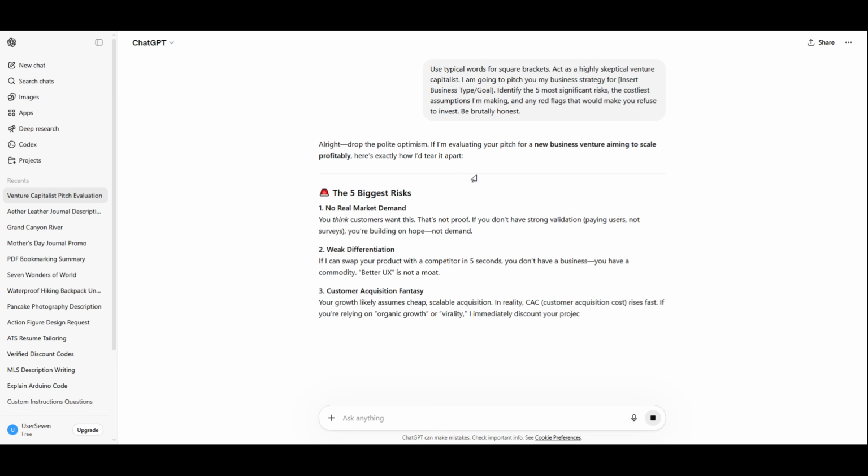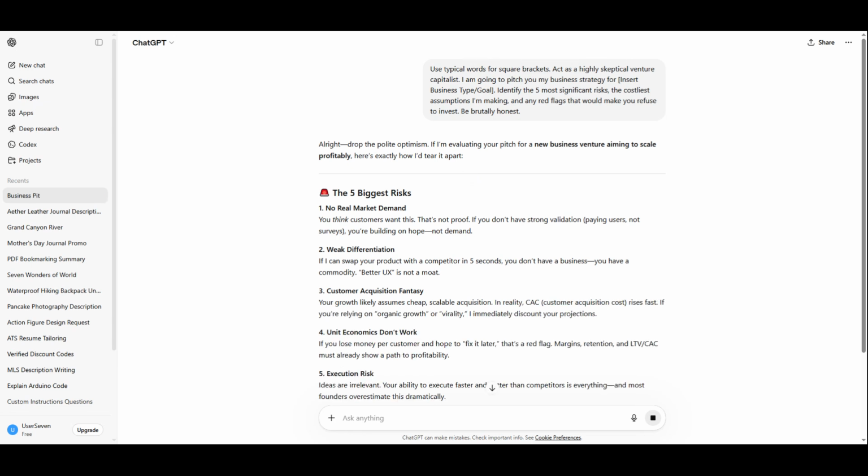The point is not to let AI make the decision for you. The point is to use it as a thinking partner that challenges your assumptions. Once you get the response, read through every risk carefully and ask follow-up questions like, which of these risks is most likely? Or, how would I reduce this risk with limited budget? That's how you turn a simple prompt into real strategy.